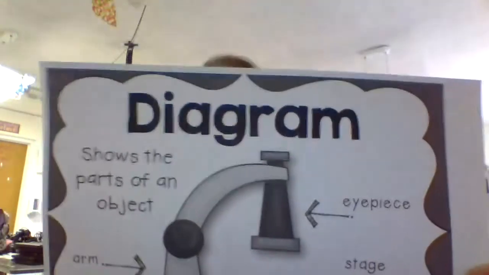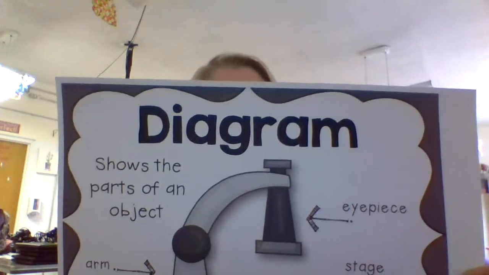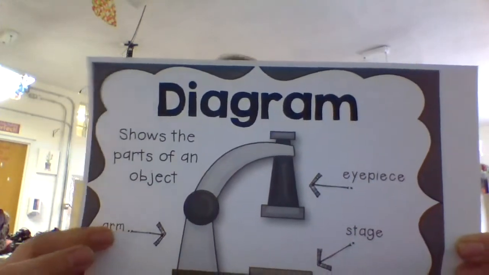You also could see diagrams. Diagrams show the parts of an object. And these over here that tell you what each part is are called labels. So we know that nonfiction text is different than fiction. It's going to give us information about a subject, and there are lots of different text features, like we just looked at, that help us know what we're reading better and help us comprehend the information.